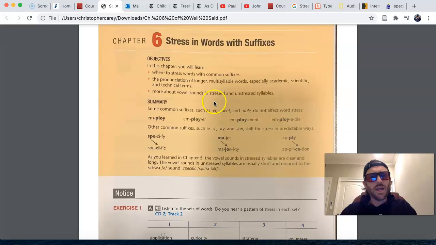And then again, we'll look at how to pronounce unstressed syllables. We see the schwa vowel sound, which is kind of the default vowel sound used in unstressed syllables. It's very prominent in English, and we'll look at how it shows up in unstressed syllables.